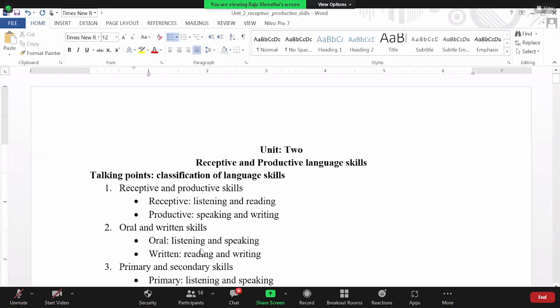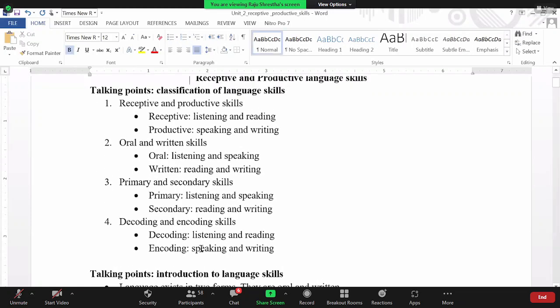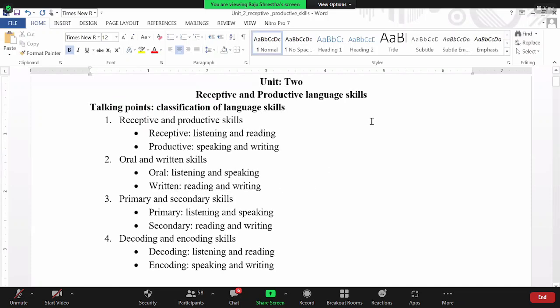So these are the things we discussed in our previous classes. Then the grammar part is remaining. After this receptive and productive skill, we do grammar. Then we complete this Unit 2 also. Okay. So for today's discussion, this receptive and productive skill, these are the talking points. Classification of language skills. Okay. So receptive and productive skills: receptive are listening and reading, productive are speaking and writing. Oral skills and written skills also we can say. Oral skills are listening and speaking, written skills are reading and writing.